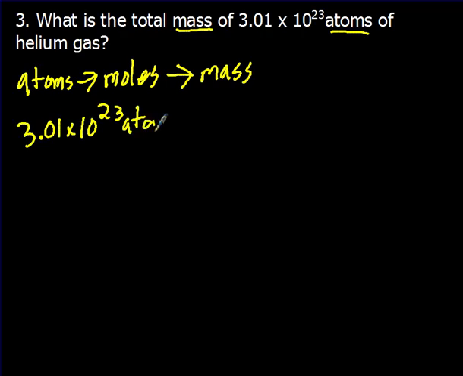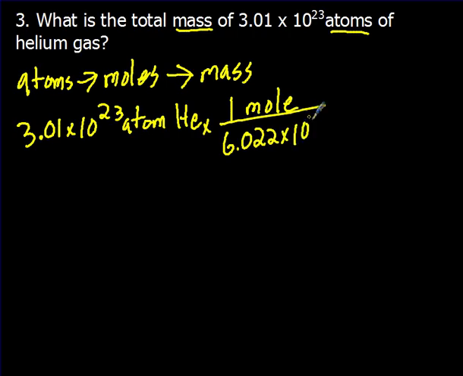And this is helium. And we want moles, so our unknown quantity is going on top. Well, the magic number you use with atoms is Avogadro's number. That's 6.022 times 10 to the 23rd. So we're doing some division here. It's this number here times 1 divided by Avogadro's number.